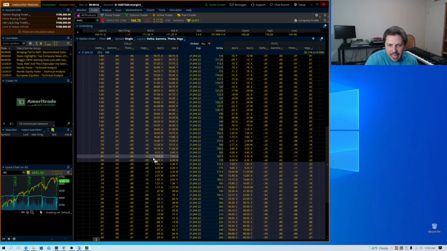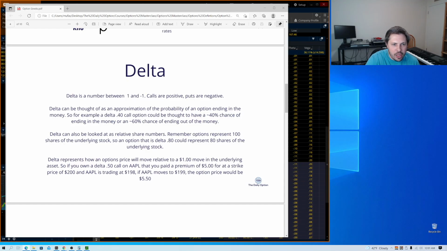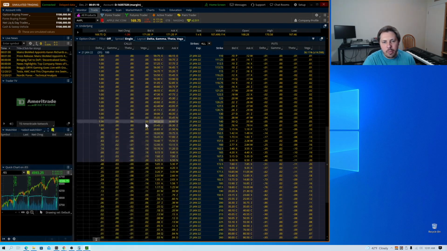So if we look at this at the money call option, 31 days to expiration, let's look at the 175 call on Apple. We can see that it has a delta of 41. So looking here, if it has a delta of 41, we're basically saying that this option has a 41% chance of ending up in the money, or it has a 59% chance of ending out of the money.